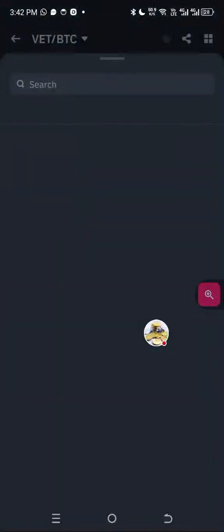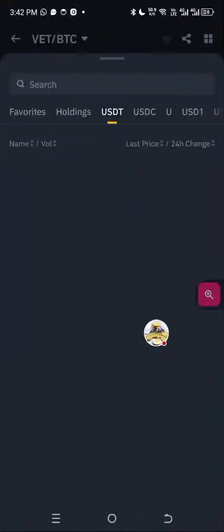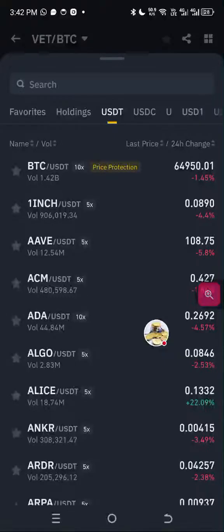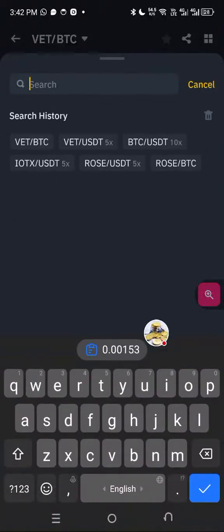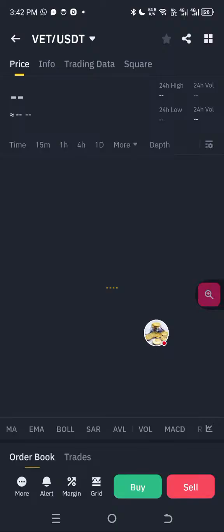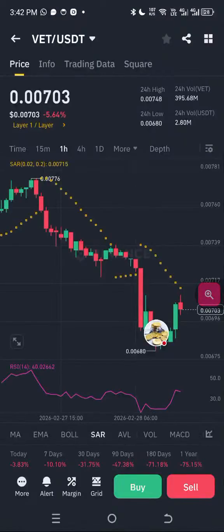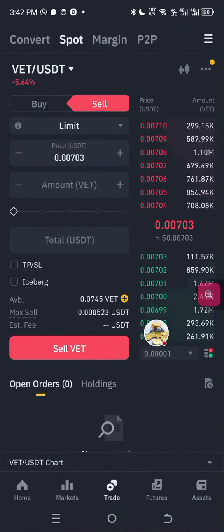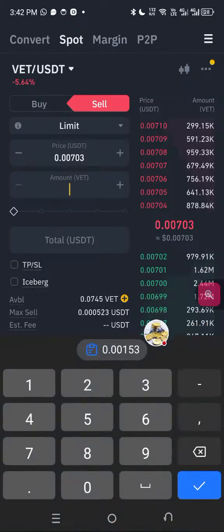So I've bought the VET. I now want to go and sell it to VET USDT. Was it not the VET? Yeah, it was a VET. So we're selling that to, let's see whether that is still the same there. Let's see.